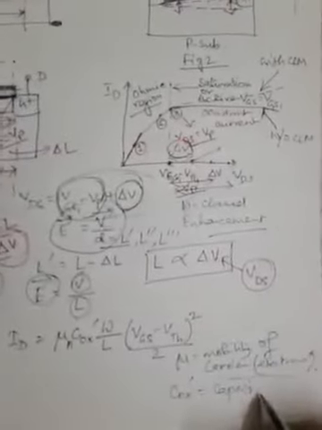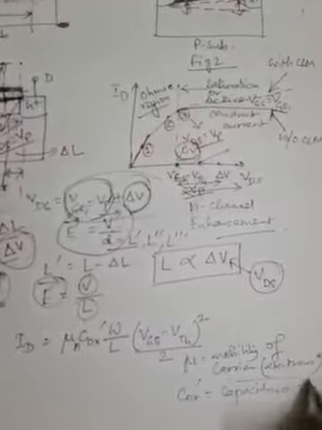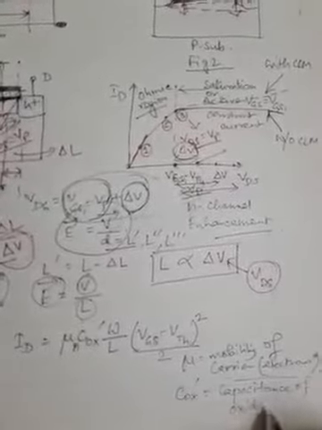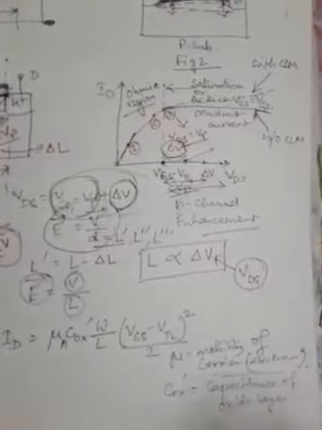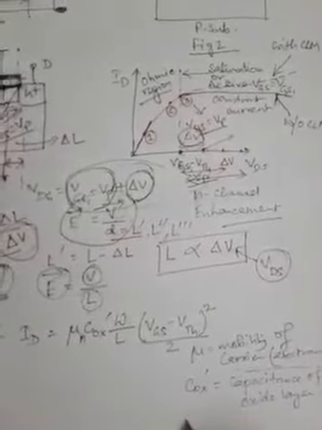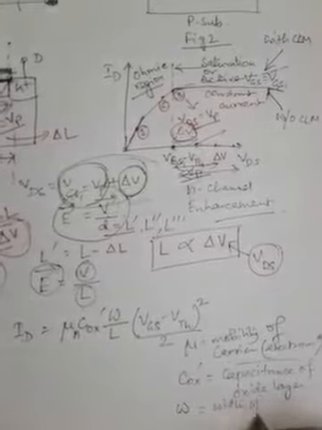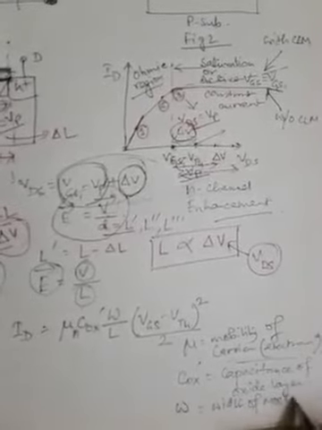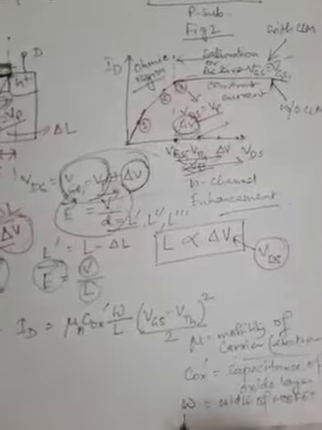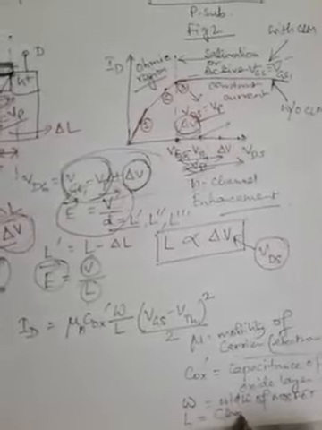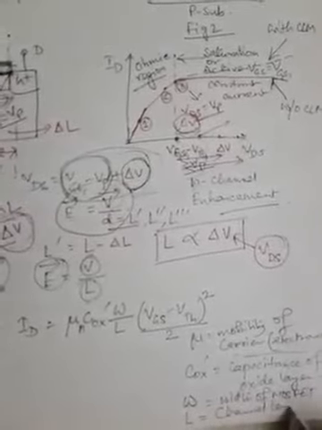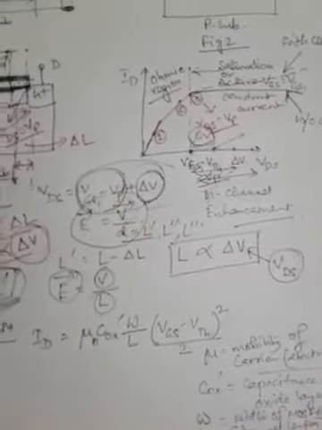Cox prime is the capacitance of the oxide layer, that is silicon dioxide, and W is the width of the MOSFET, that is the width of the device, and L is the channel length, already shown to you. VGS and VTH you also know.